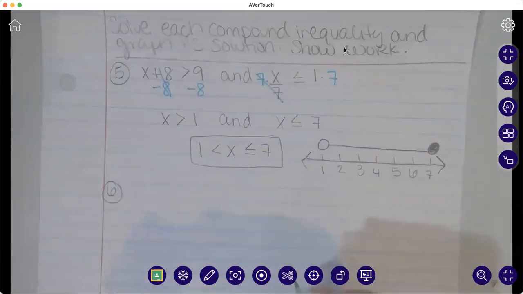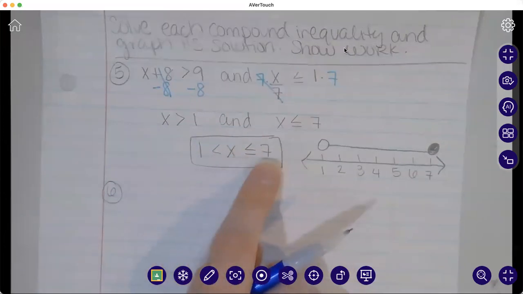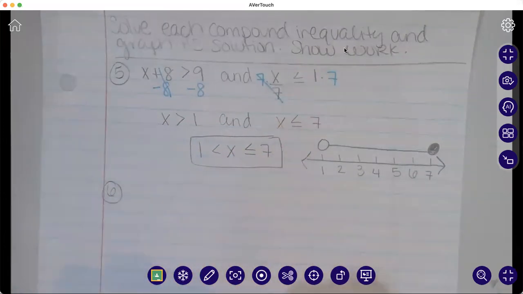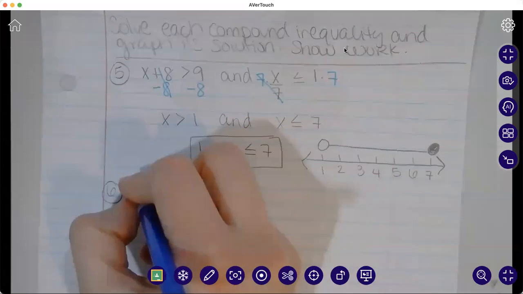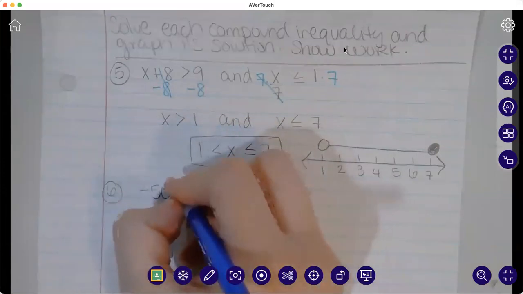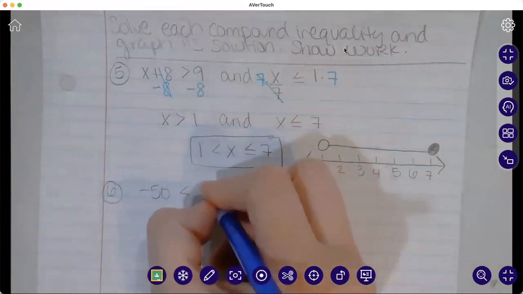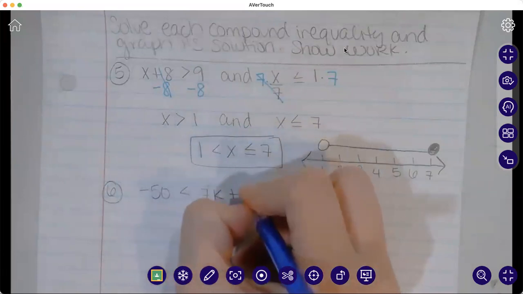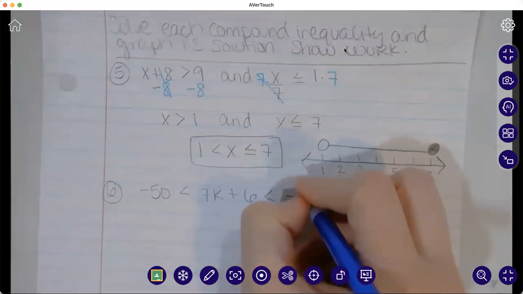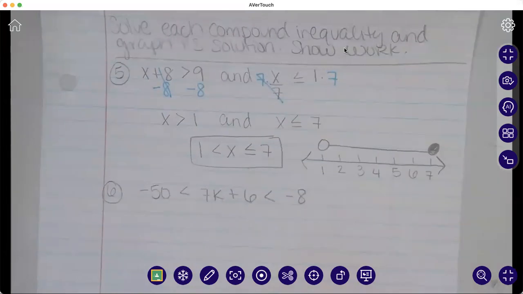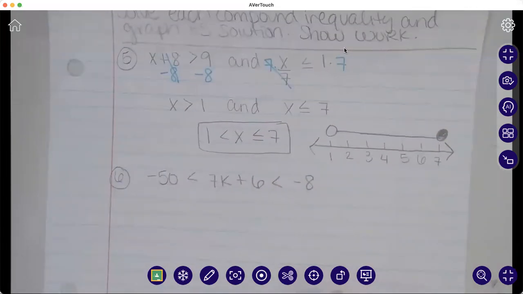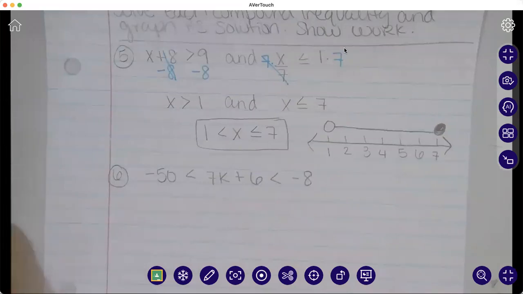Okay, this is going to be a different way of looking at an and statement. Now we talk about how our and statement should look like this at the end. Let's look at what happens when we have a multi-step problem where it's similar to this at the beginning. Negative 50 is less than 7k plus 6, which is less than negative 8.